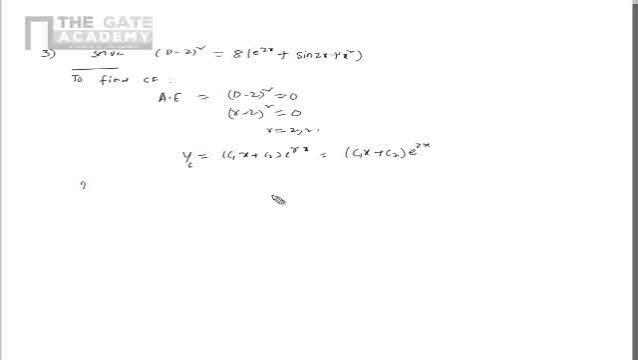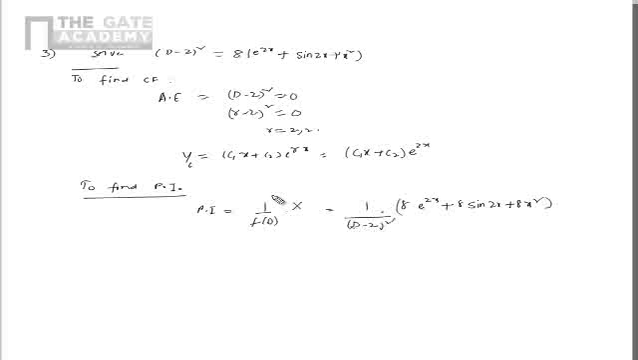Now how do I find the particular integral? The particular integral is nothing but 1 by f of D times the right-hand side. So that is 1 by (D minus 2) whole square of 8 e power 2x plus 8 sin 2x plus 8 x square. Now let's separate the individual terms, let's separate each of the terms.